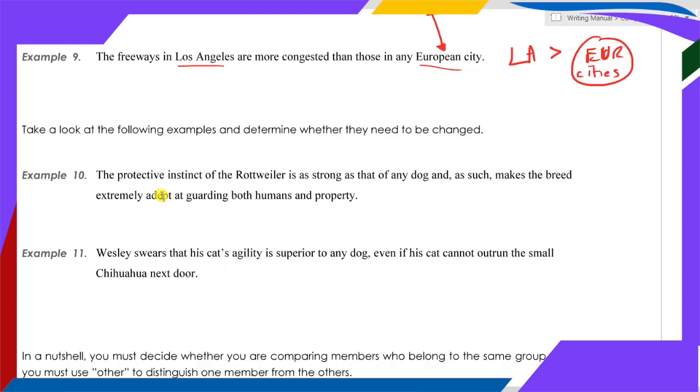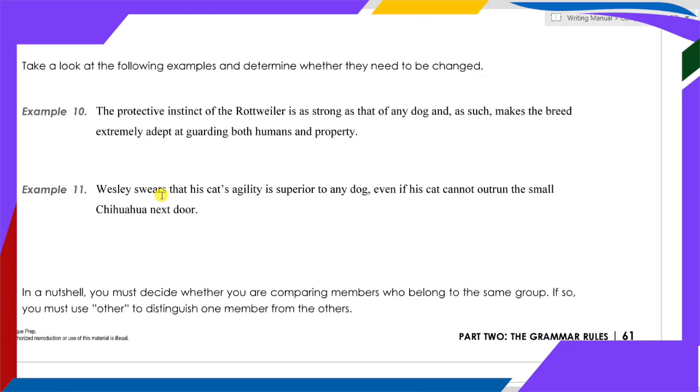Examples 10 and 11, go ahead and do those on your own. London, that's a European city. Go ahead and do examples 10 and 11 on your own right now. Press pause on the video.